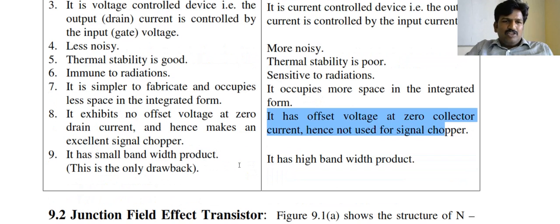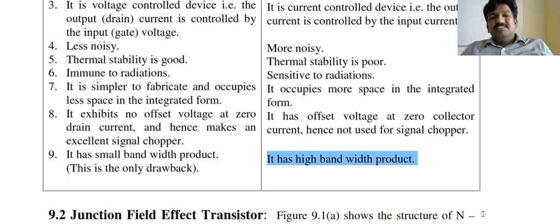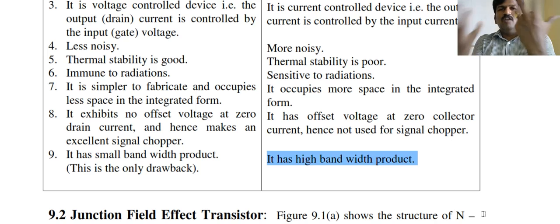And the ninth point, you can observe, it has a small gain bandwidth product. This is the only drawback, but the other has a high bandwidth product. What is the meaning of this bandwidth product? Bandwidth product is the measure of the band of frequencies you can allow through your transistor. That is, the bandwidth product measures what band of frequency is going to be processed.